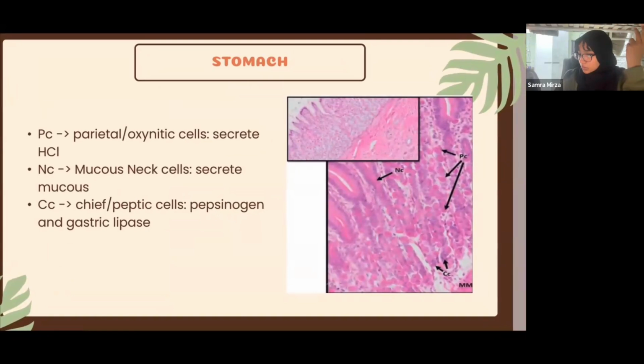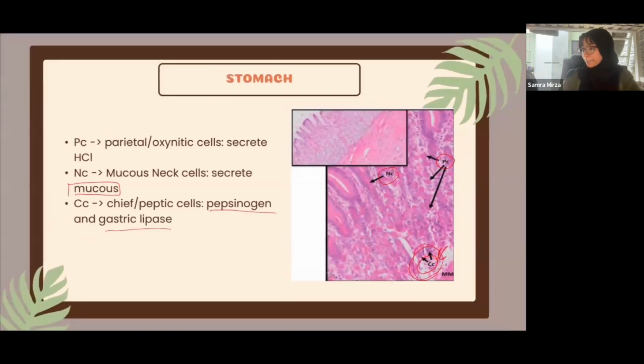So here we have PC, which is the parietal cells or the oxyntic cells. They secrete hydrochloric acid for digestion. Over here, we have the NC cells or the mucous neck cells. These secrete mucus, from the name. Here we have the CC or the chief cells, which secrete pepsinogen and gastric lipase. So these ones are generally lower than the other two, so just keep that in mind.